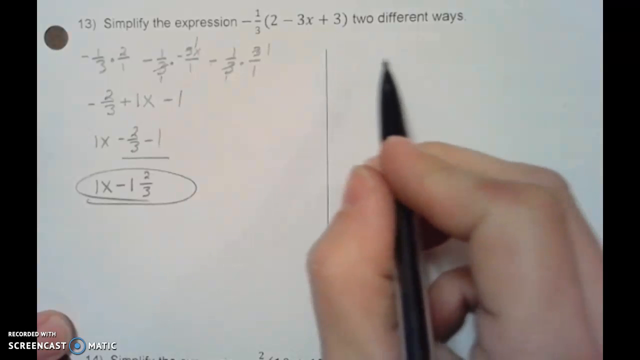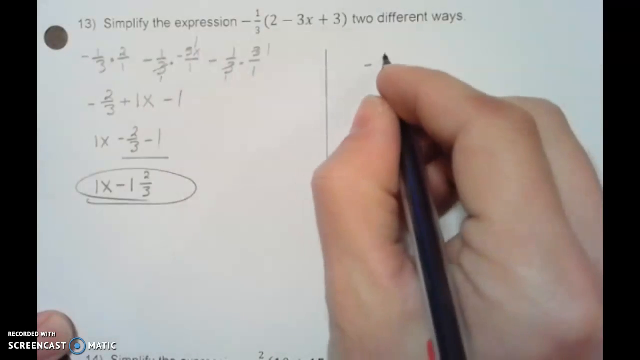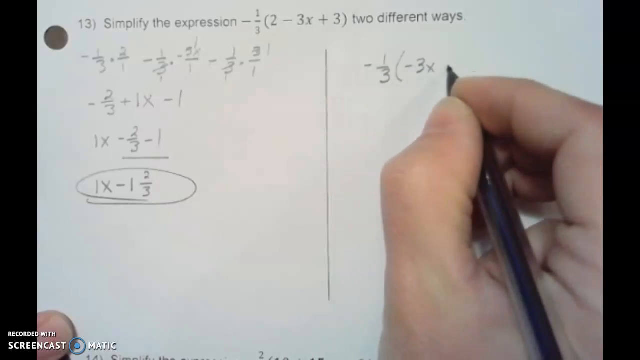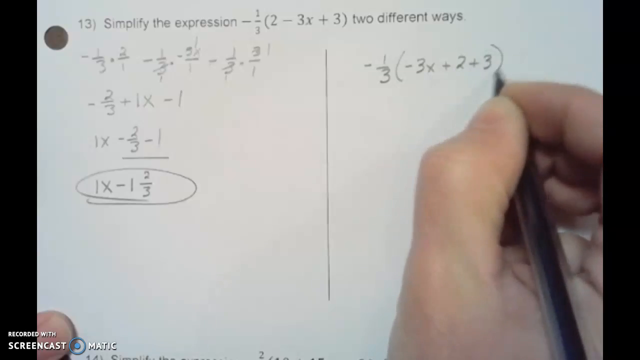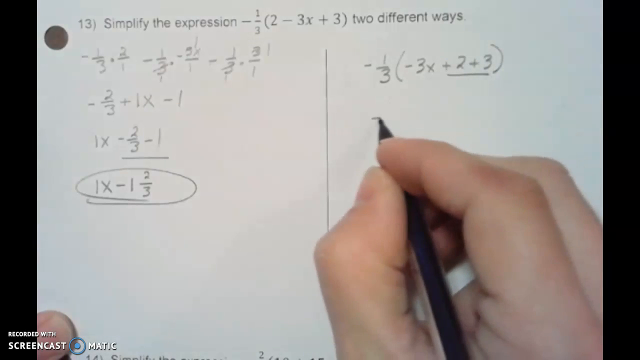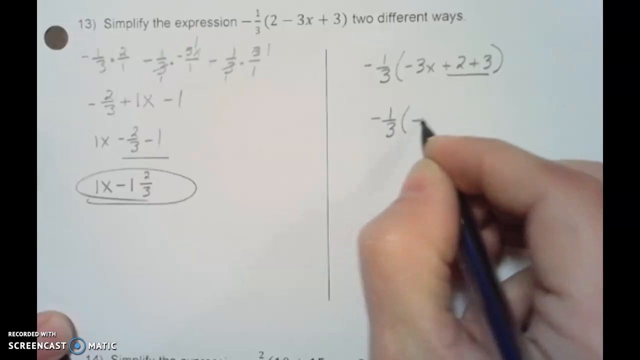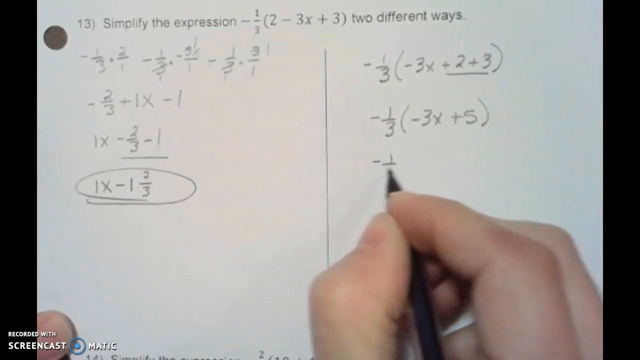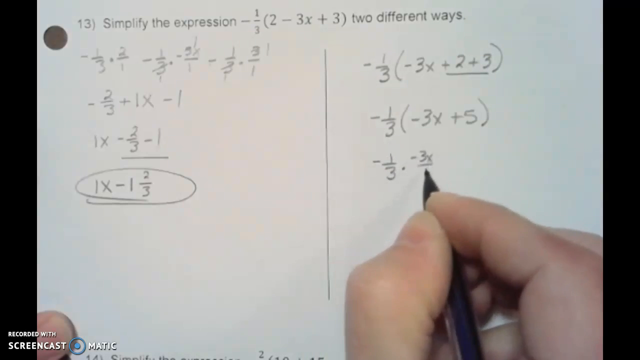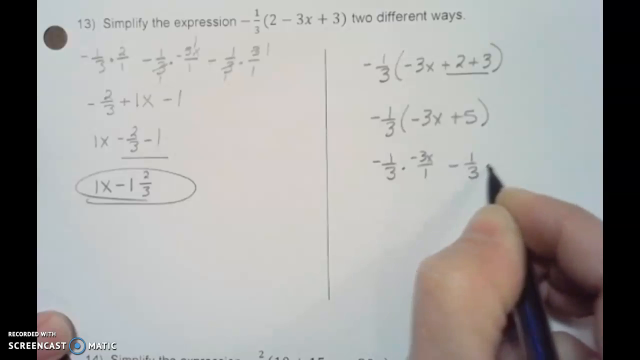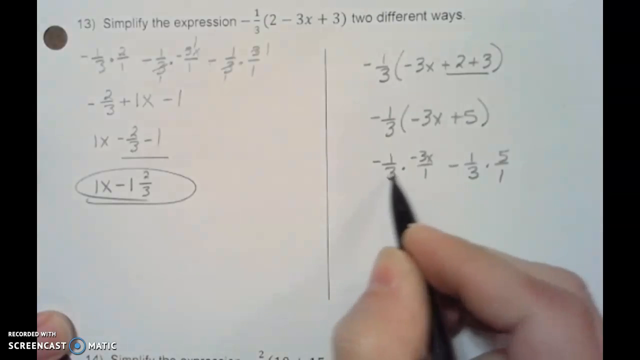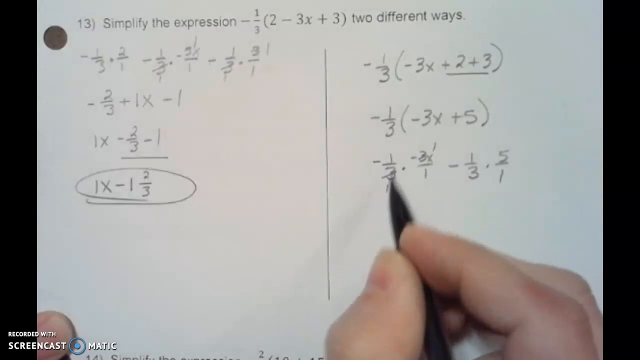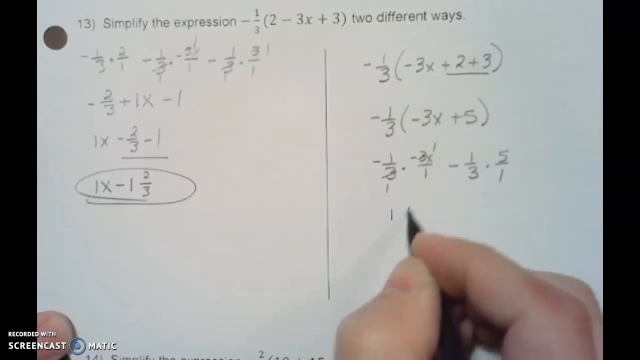Now I'd get the same thing over here as if I were to combine my similar terms into parentheses first. Okay, so if I put my variable term in front, negative 3x, and then it's plus 2 plus 3, well, I can combine 2 plus 3 to make 5. So this is negative 1/3 times negative 3x plus 5. And now if I distribute negative 1/3 times negative 3x over 1 minus 1/3 times 5 over 1, my 3's here become 1's. A negative times a negative is a positive. 1 over 1 times 1 over 1x is just 1x.